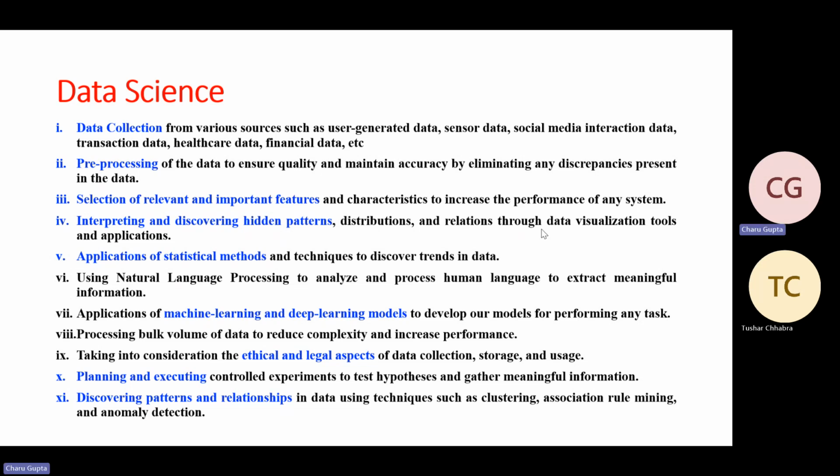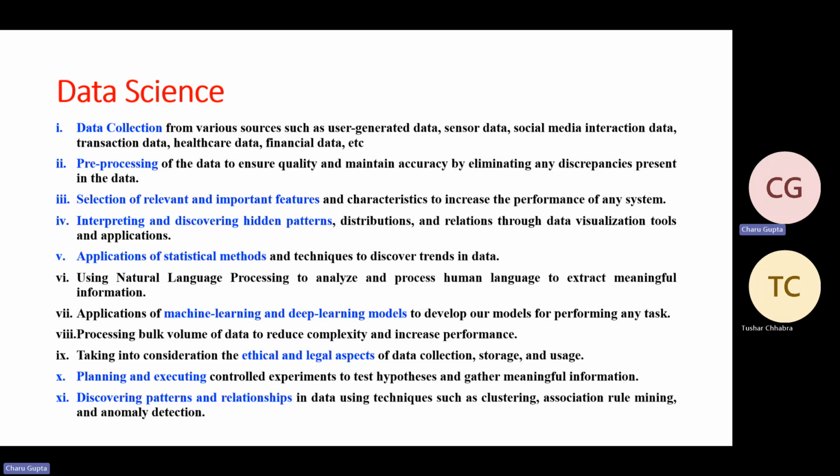Next, whatever data has been collected, we don't utilize it as it is. We first pre-process it. Pre-processing means we are formatting the data, we are deleting the duplicates, we are eliminating any discrepancy, we are removing blank spaces, or we are trying to maintain the accuracy, right? If there are any outliers, we may also remove them. So pre-processing of the data is to ensure quality and maintain accuracy.